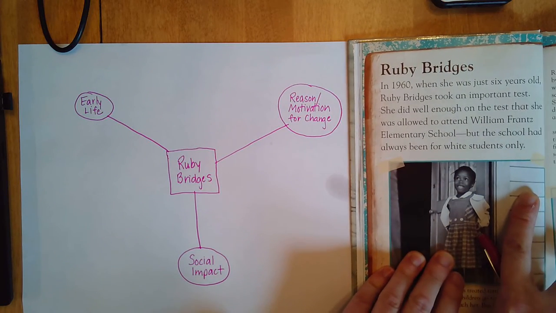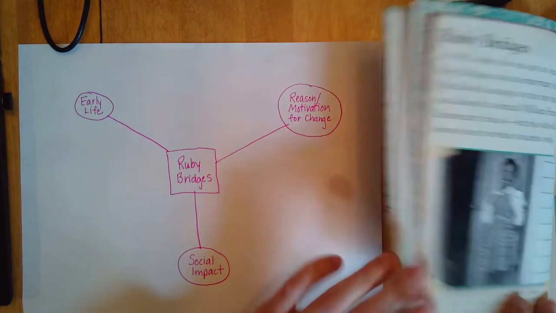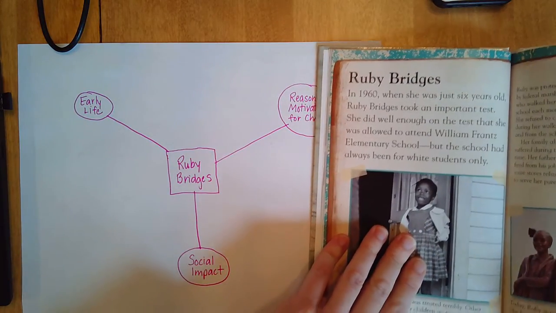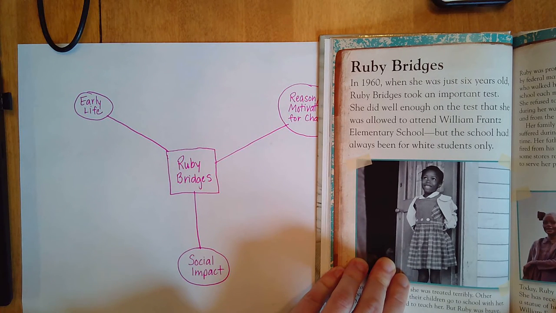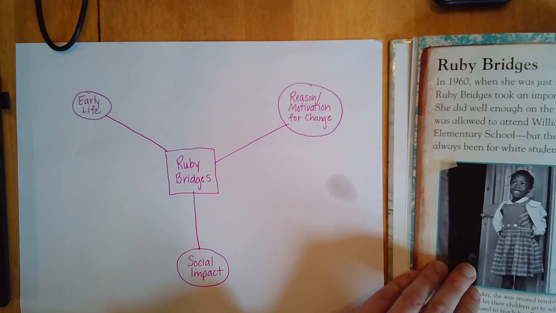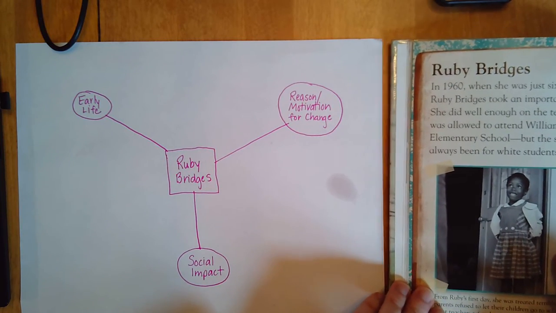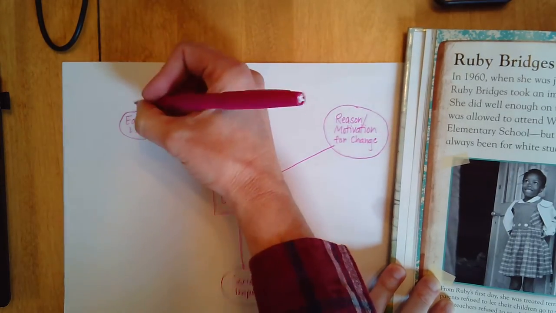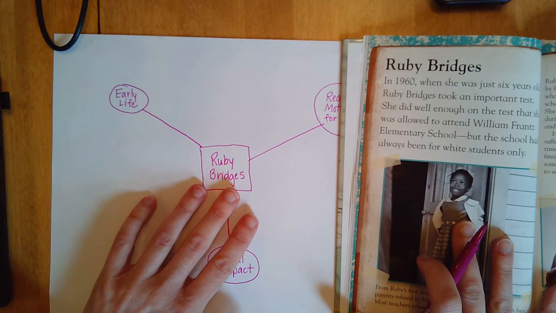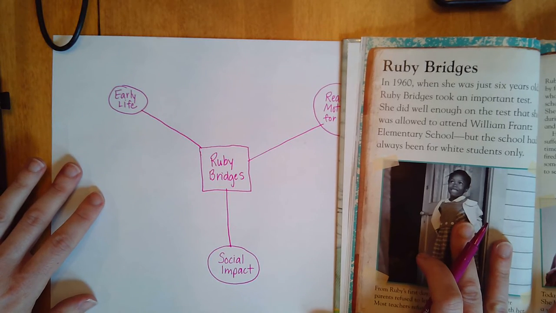So now if I look and I read, there's a section about Ruby Bridges in this book. It's called The Story of Civil Rights. So if I look at the beginning, it says in 1960, when she was just 6 years old, Ruby Bridges took an important test. She did well enough on the test that she was allowed to attend William Frantz Elementary School, but the school had always been for white students only. So if I think about this so far, that's definitely talking about her early life starting out. So I'm going to add a few notes to her early life here. So to begin, in 1960, she's 6 years old. She took an important test and she did well on that test.